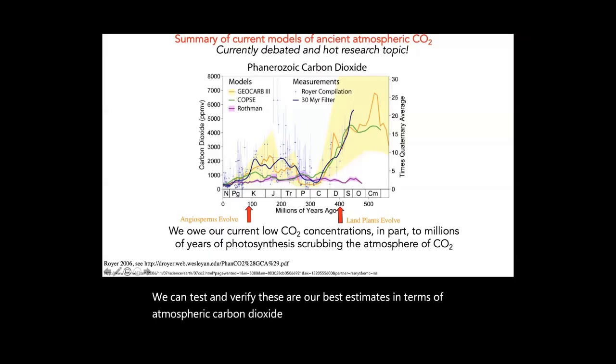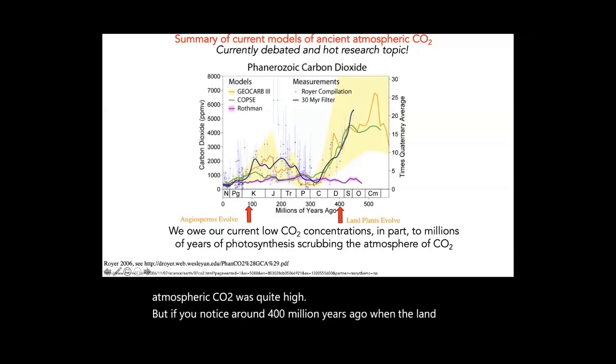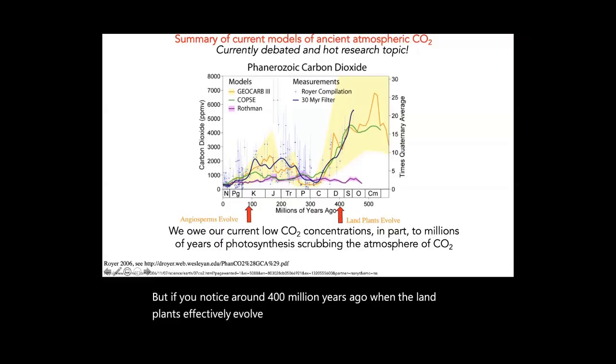And so if we go back to about 500 million years ago, before the evolution of the land plants, atmospheric CO2 was quite high. But if you notice, around 400 million years ago, when the land plants effectively evolve, we see this big drop in atmospheric CO2, okay? Now, atmospheric CO2 bopped around for a little bit, and there was actually quite a bit of volcanic activity, okay, at different parts that likely also increased CO2 levels.